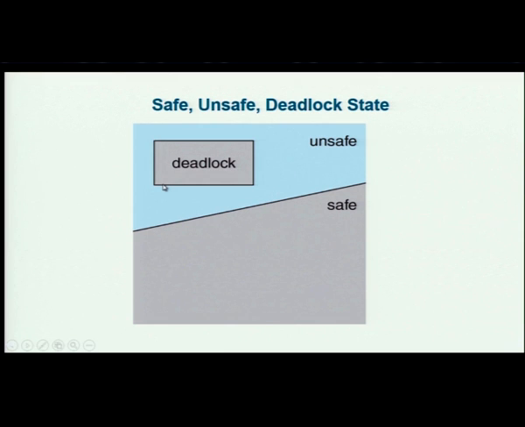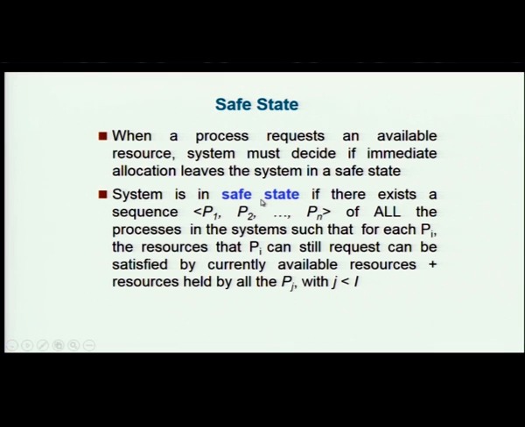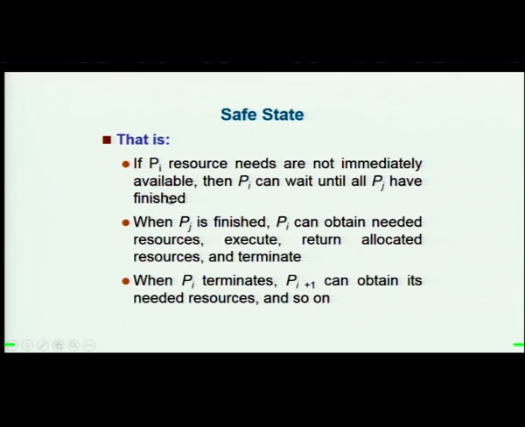So this is the way in which we make sure that the entire resource allocation graph tells whether there is a safe state. If there exists a sequence P1, P2, ..., Pn of all the processes in the system, such that for each Pi the resources that Pi can still request can be satisfied by currently available resources plus resources held by all the Pj, with j less than i. If Pi's resource needs are not immediately available, Pi can wait until Pj has finished.